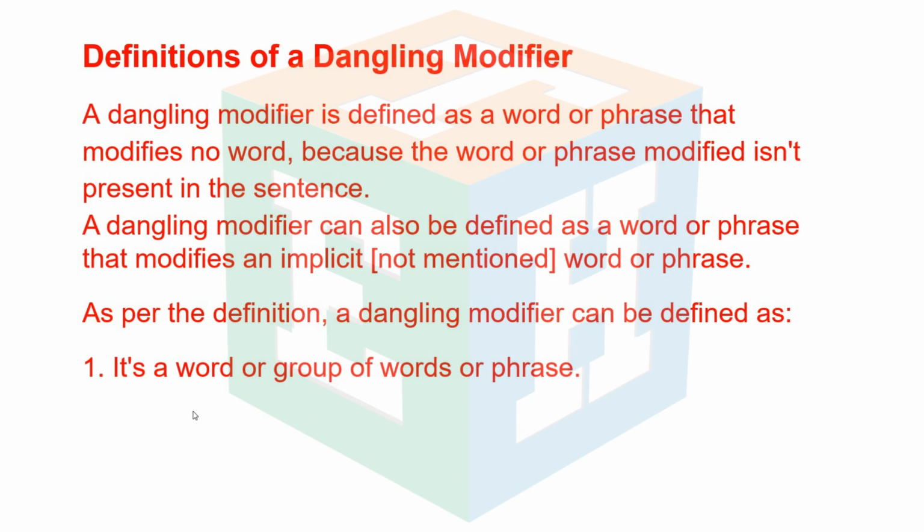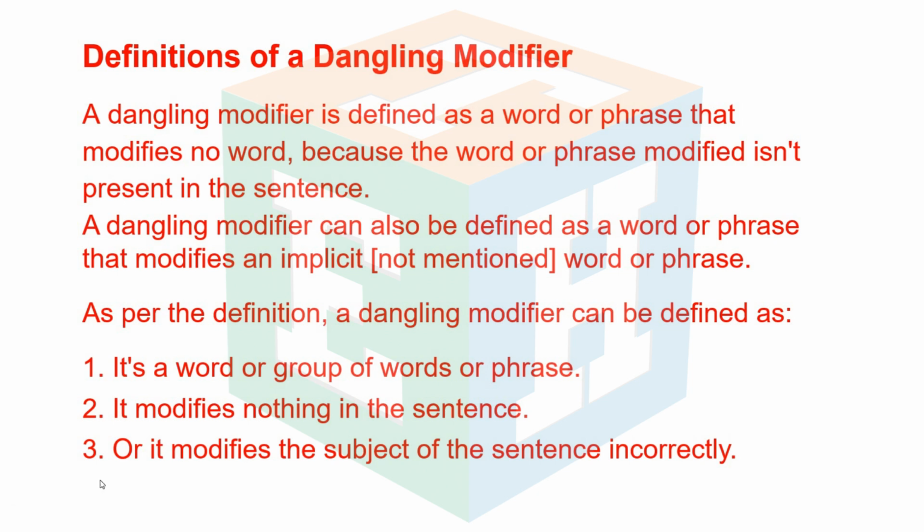As per the definition, a dangling modifier can be defined as 1. It's a word or group of words or phrase. 2. It modifies nothing in the sentence. 3. Or it modifies the subject of the sentence incorrectly.